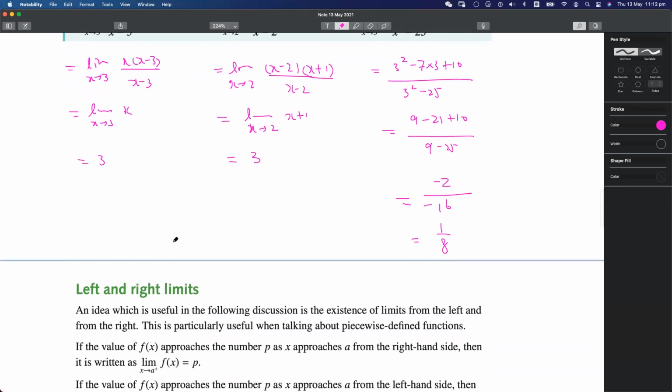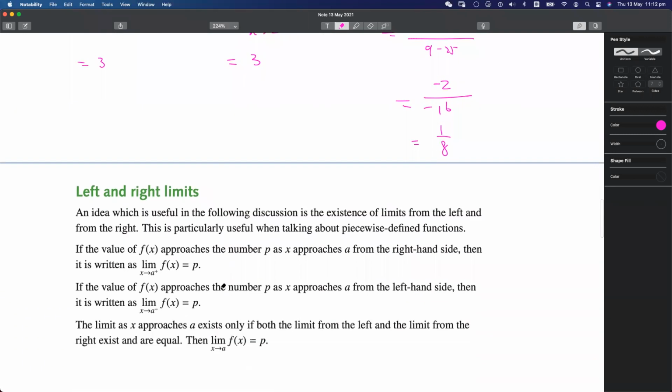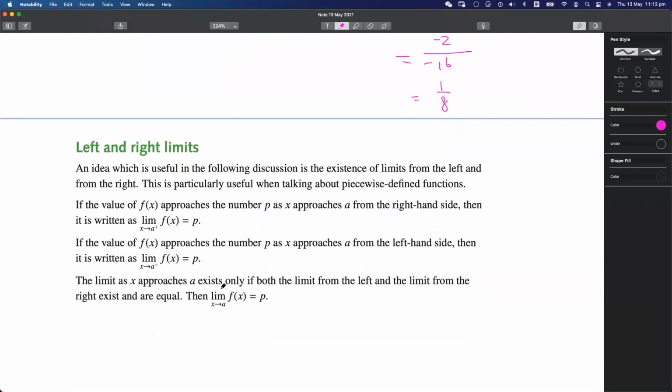Okay. And now we're going to introduce a new concept, left and right limits. When you're taking limits, you can actually take them from two different directions. One is from the left to the point you want. The other is from the right to the point you want. An idea which is useful in the following discussion is the existence of limits from the left and from the right, and they might give you pretty different answers. This is particularly useful when talking about piecewise defined functions.